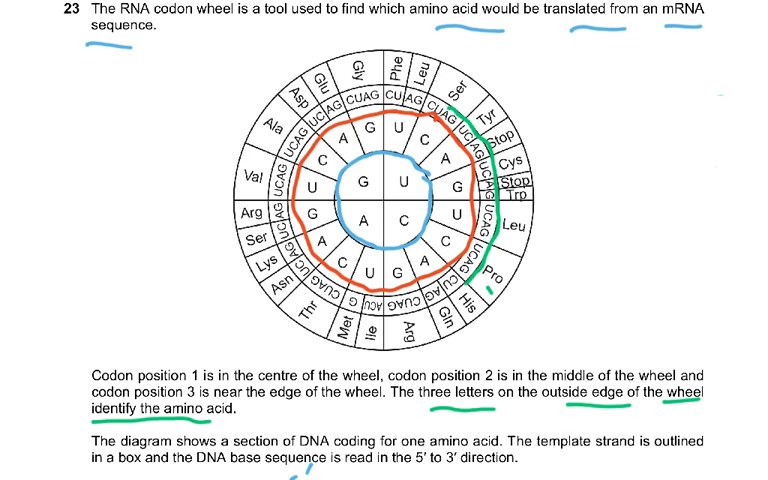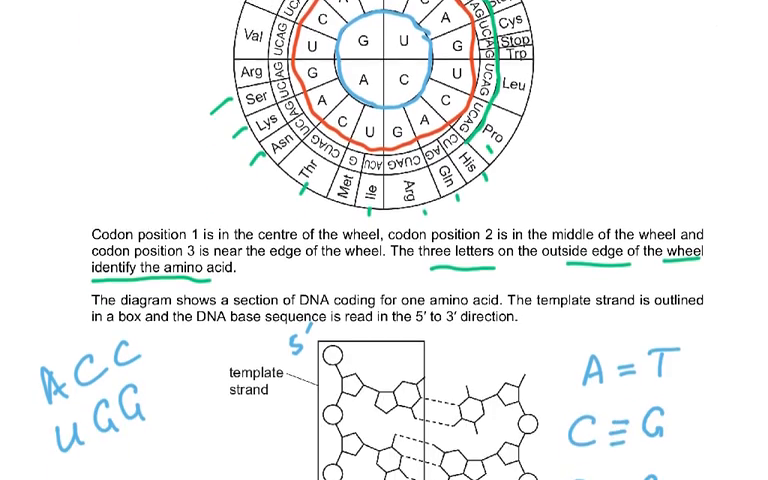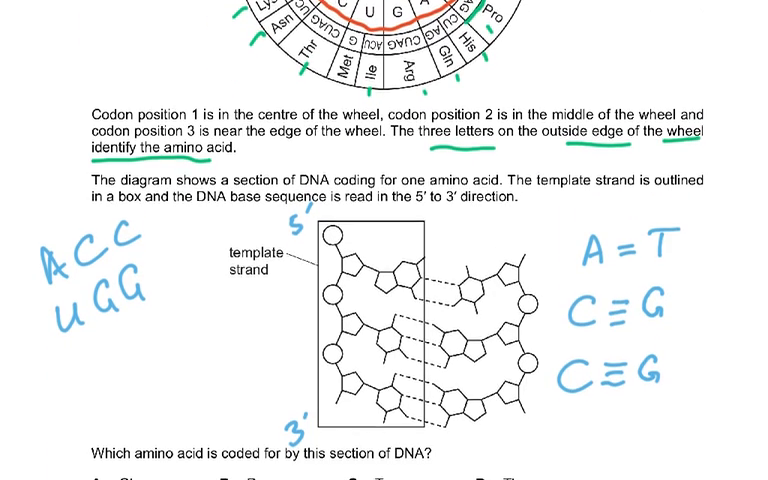So like Pro, His, Gln, Arg, Met, Thr, Asn, Lys, Ser. These are the amino acids. We've talked about this many times. The diagram shows a section of DNA coding for one amino acid. The template strand is outlined in a box and the DNA base sequence is read in the 5' to 3' direction.